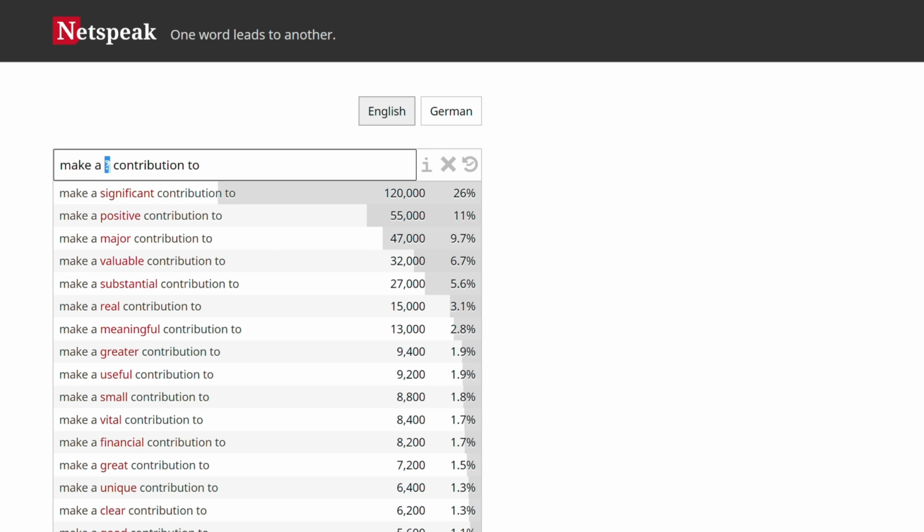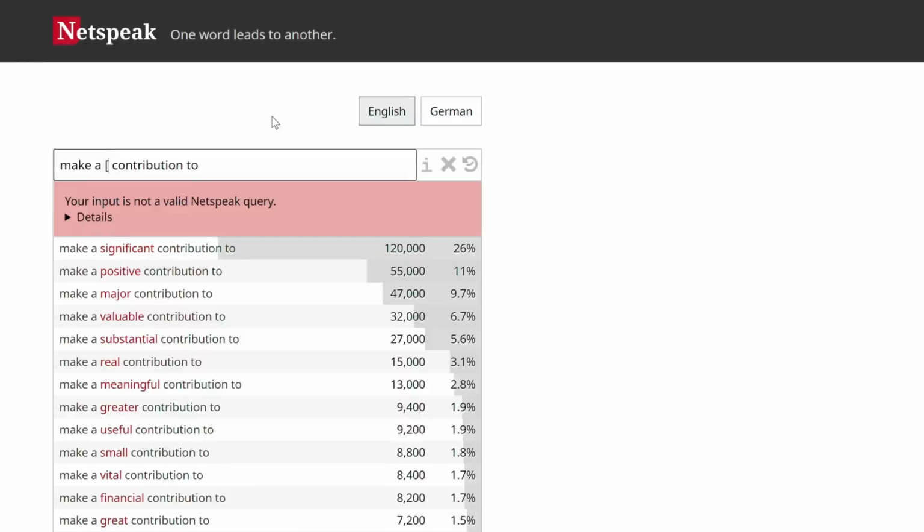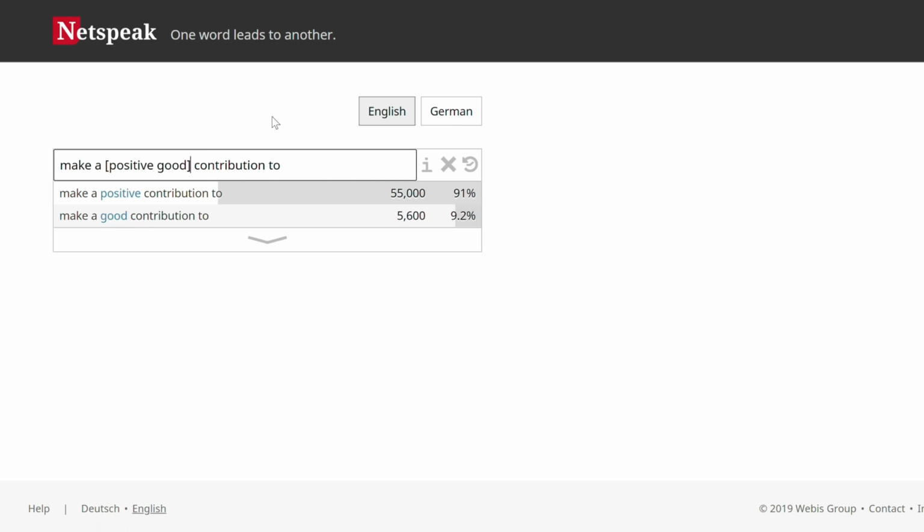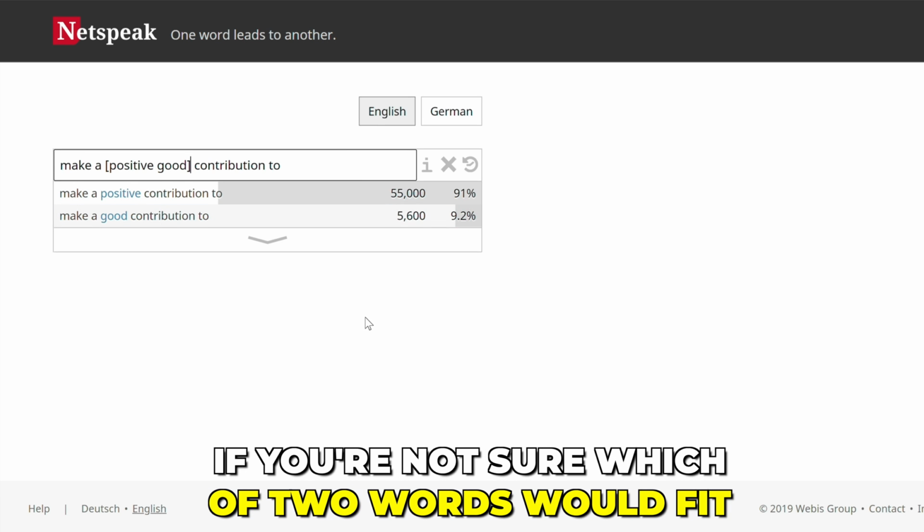What you can also do is use the square brackets. Imagine now you have two words and you're not sure which word is correct or perhaps more frequent. So let's say we put positive and then good and then close the square brackets. Clearly you can see that positive is used 10 times as often, and good is not good in this case. So you want to go with positive. So that's square brackets if you're not sure which of two words would fit.